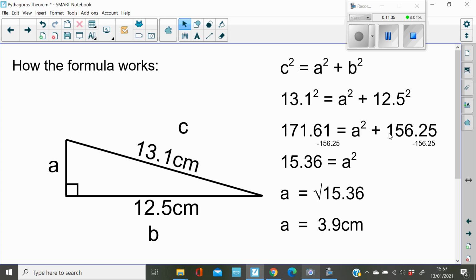Now, I want to work out what A is rather than A squared. So first of all, I've got to take away this 156.25 from both sides. And when I do that, that disappears from there. So you do 171.61, take away 156.25, and that gives me what A squared is equal to. Take the square root and round it to one decimal place. So A is 3.9 centimeters.